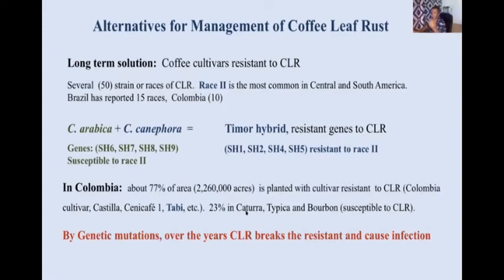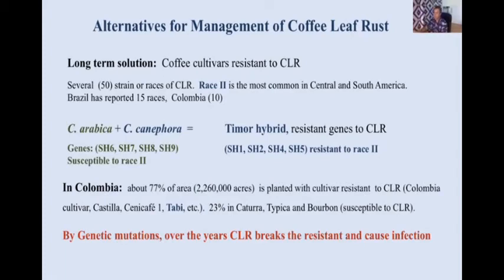So in Colombia, just to give one idea, we have more than 2,200,000 acres of land. 77% is planted with material that is resistant. We have Colombian cultivars, Castillo, Semicafe, Tabi, several. But we still have 23% of the area with Caturra, Typica, Bourbon, which are susceptible. And they didn't disappear. They had to work. They need to manage it. They need to learn how to do it.